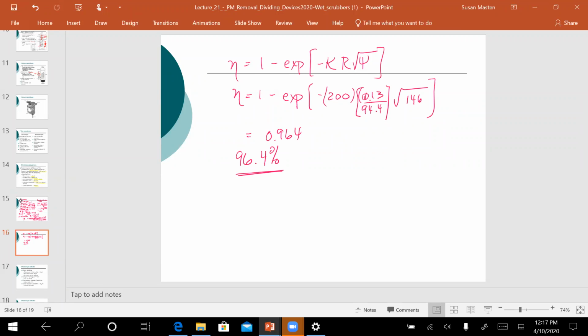So we would predict 96.4% removal of these 10 micron sized particles if we had a droplet diameter of 100 microns and with the system that we've described.